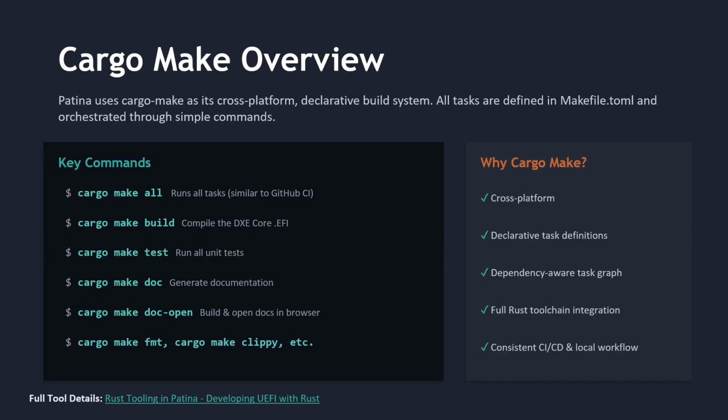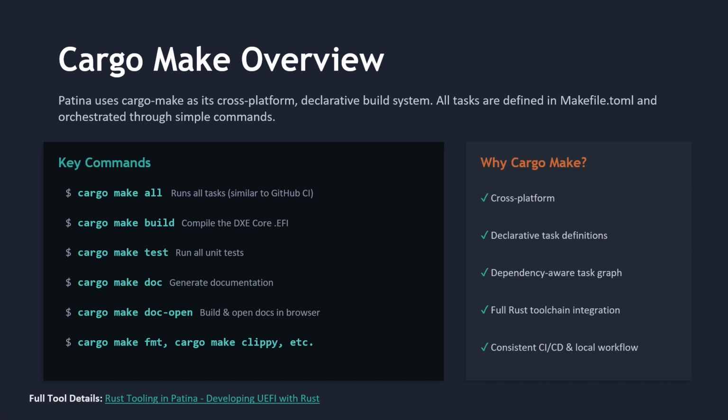We try to make working in Patina as easy as possible, and we do that using some tools and abstractions to keep things limited to as few commands as we can, and also make things consistent across the different repositories. One of those is cargo make. Some of the advantages of cargo make are listed in the table to the right, but what it really gives us is a way to abstract how we invoke these different tasks that are needed in order to build and work with the code.